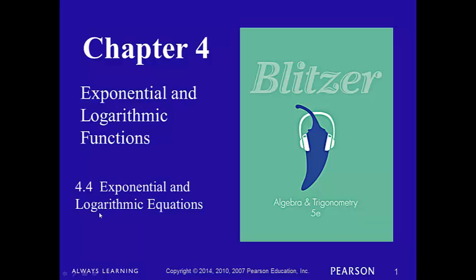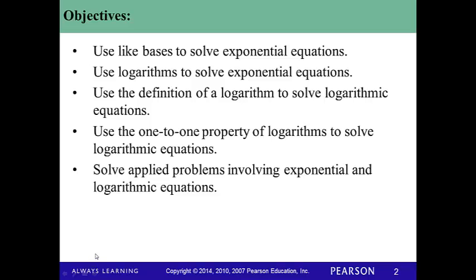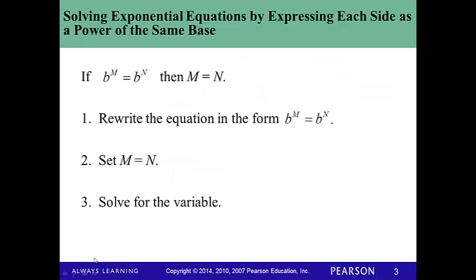Okay, so now we are in chapter 4.4, which is exponential and log equations. Here are our objectives. So let's begin. First we want to talk about solving exponential equations by expressing each side as a power of the same base.